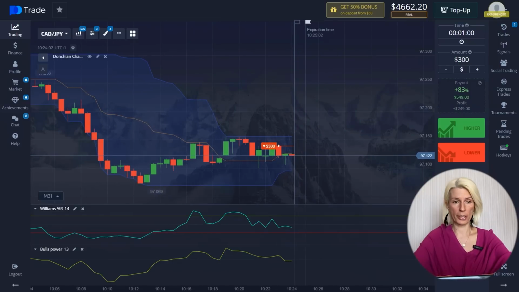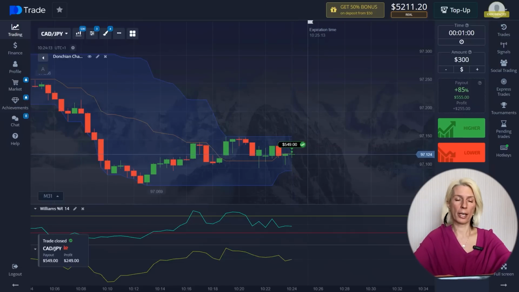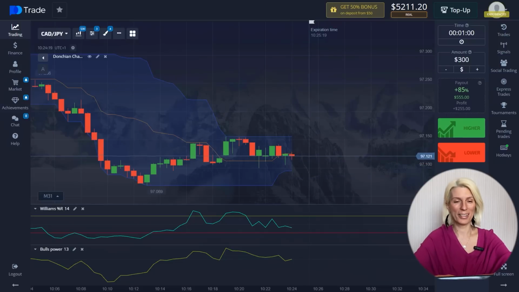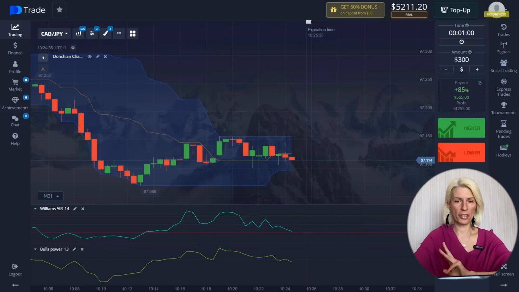And the Bull's power indicator line was in the same position, which in turn told me about the low possibility of price growth. As a result, $249 added to my balance. Of course, it is difficult to make a mistake when three different sources say the same thing, but remember, there is always a risk of losing a bet.